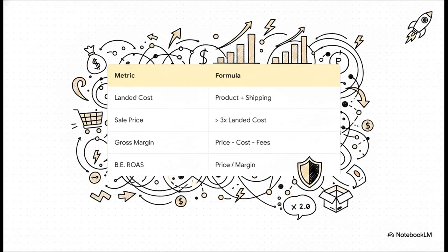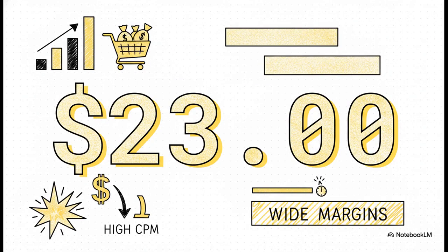Finally, find your break-even return on ad spend. If your math requires a ROAS higher than 2.0 just to be profitable, discard the product immediately. Why are we being so strict with these margins? Because of this specific number right here, $23. That is the average U.S. Meta cost per mil, or CPM, at the moment. Relying on generic supplier shipping estimates or settling for low gross margins is the primary cause of early-stage insolvency.